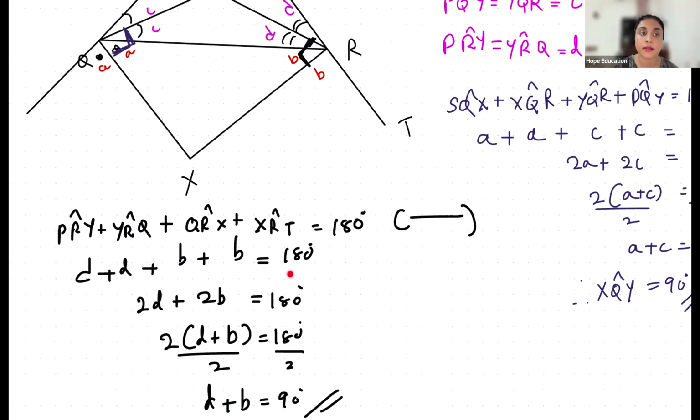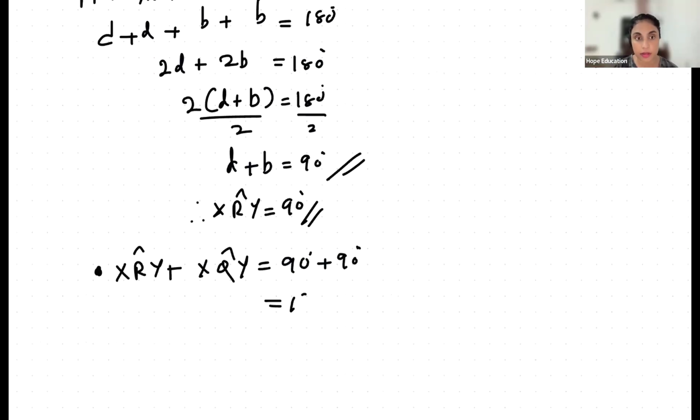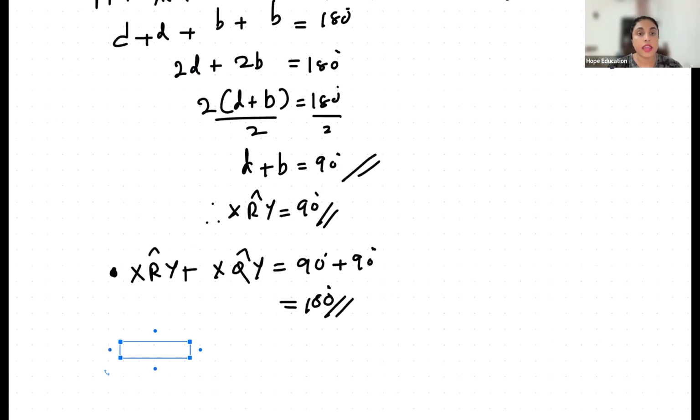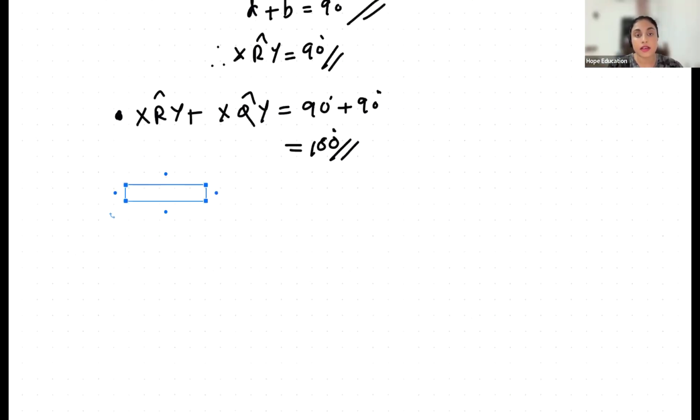So that is what we have to write. Before writing the conclusion, let's write it like this. XRY plus XQY equals... you know XRY is 90 degrees, XQY is also 90 degrees. So when you add them up, it is 180. Then we say, therefore, QXRY is a cyclic quadrilateral.